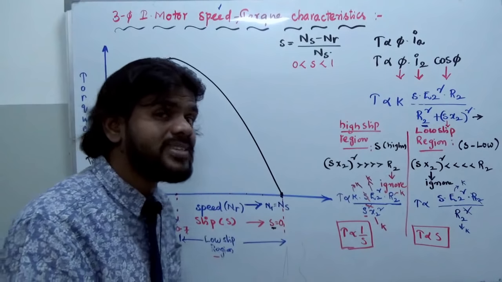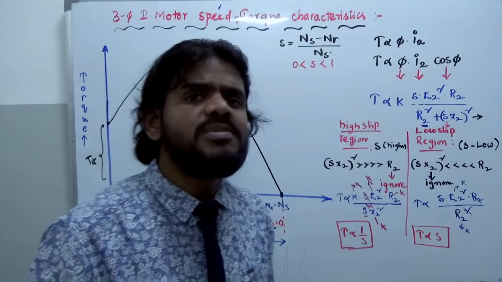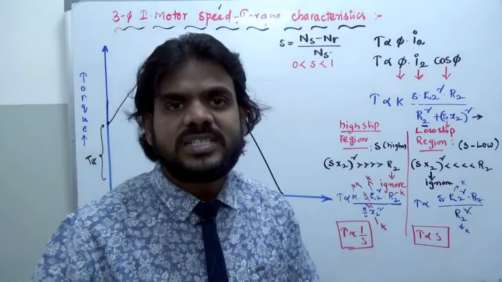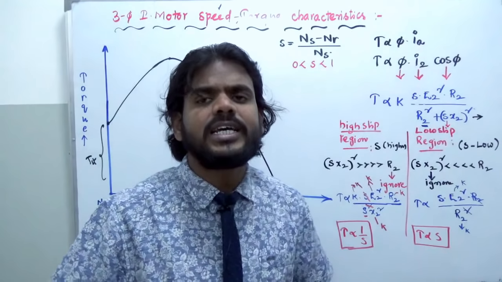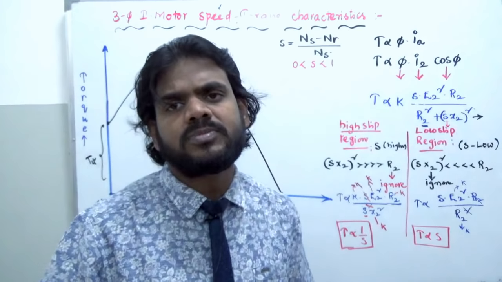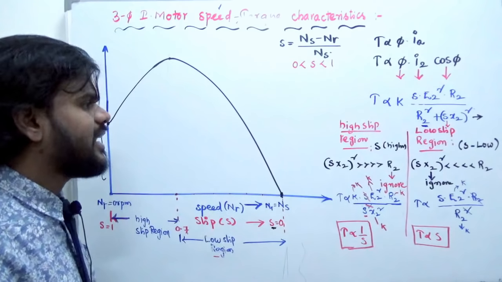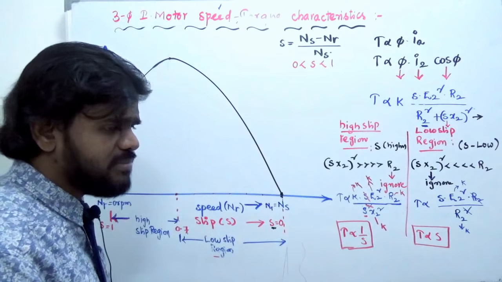When the torque is zero, what does it mean? No force produced. What does it mean then? The motor comes to standstill. It doesn't move. It doesn't have any torque production. It cannot take any load anymore. It stops. This is how you can understand the entire speed torque characteristics. It's very simple.